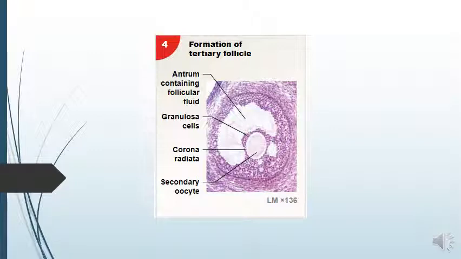Generally, on day 14 of a 28-day cycle, the secondary oocyte and the attached granulosa cells lose their connections and drift free within the antrum. The granulosa cells still associated with the secondary oocyte form a protective layer known as the corona radiata.